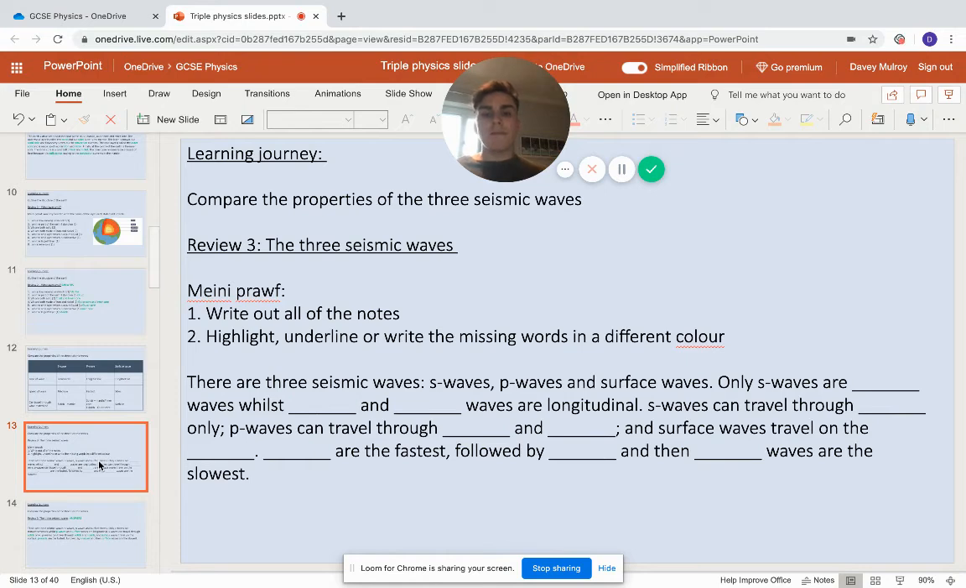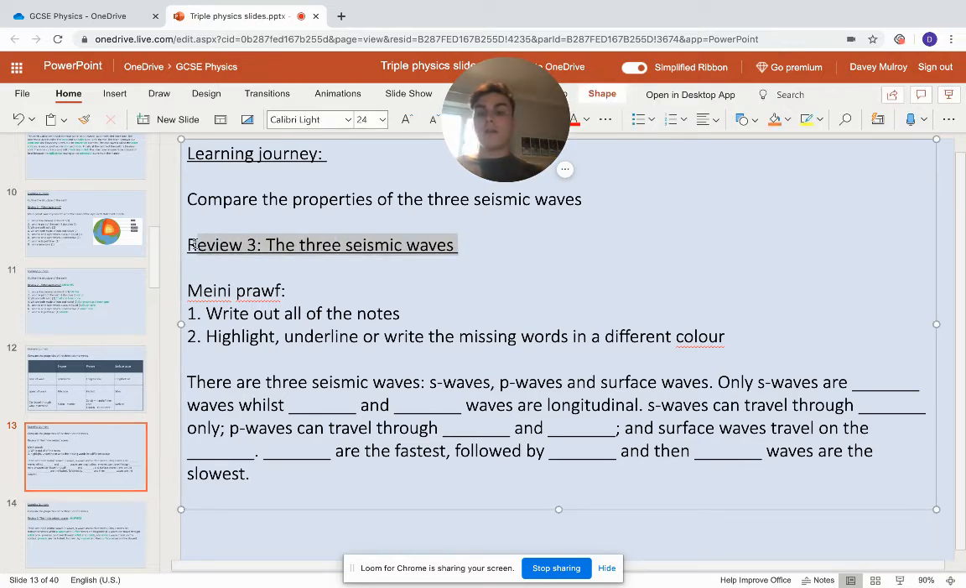Okay, review 3, subtitle, the 3 seismic waves. Now, we should be really good at this now. I need you to be writing down your subtitle for review 3. And again, it's the same success criteria for filling in the blanks. Okay, you need to write out all of the notes, and any missing words you fill in, I need you to highlight, underline, or write the missing words in a different colour. So I need you to hit pause now and complete that activity.